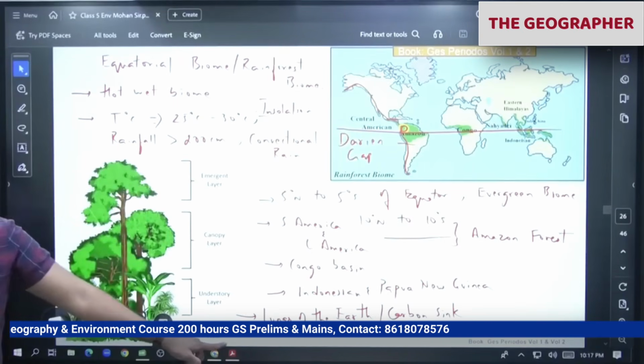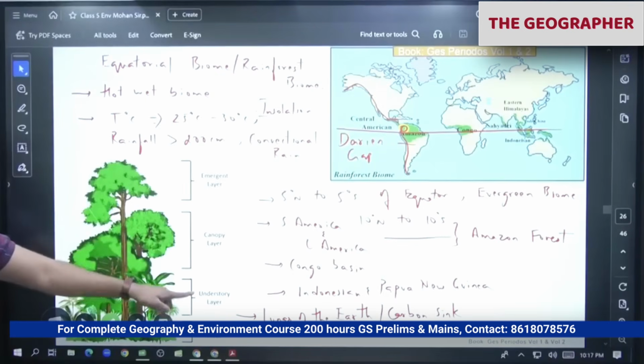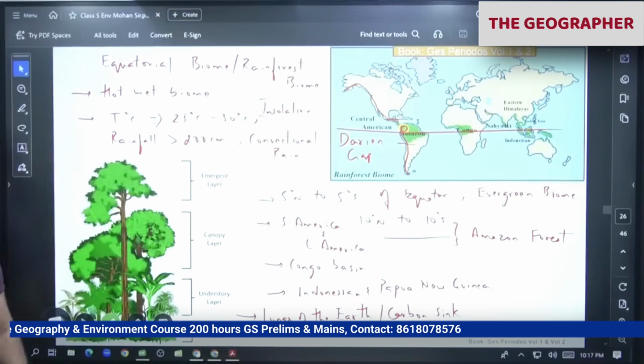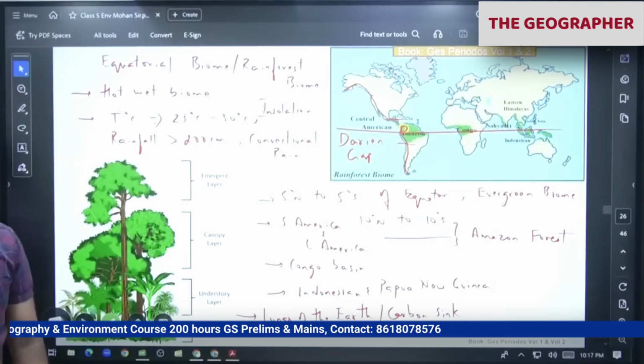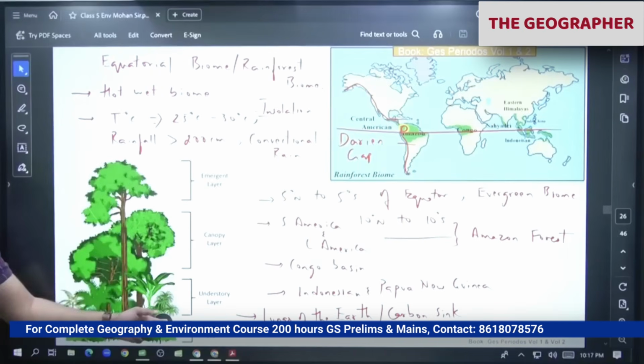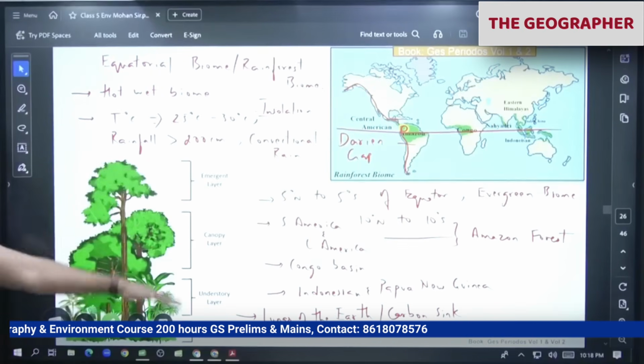Forest floor also we see vegetation. Understory also we see vegetation. Canopy layer, emergent. Okay, four layers of forest we have. So they'll ask, which type of biome has four layers of forest cover?